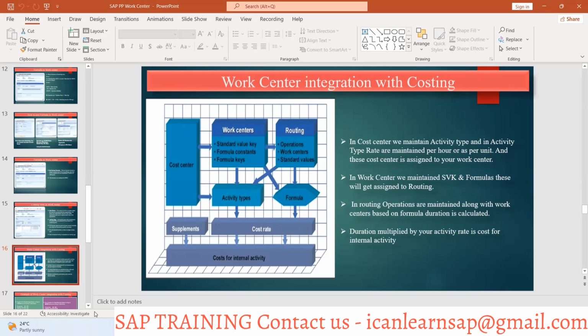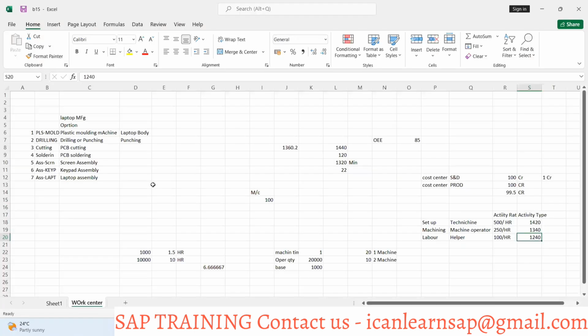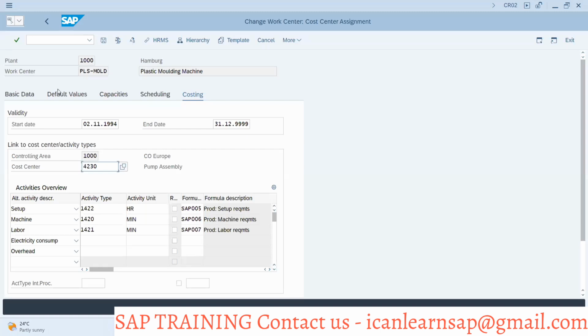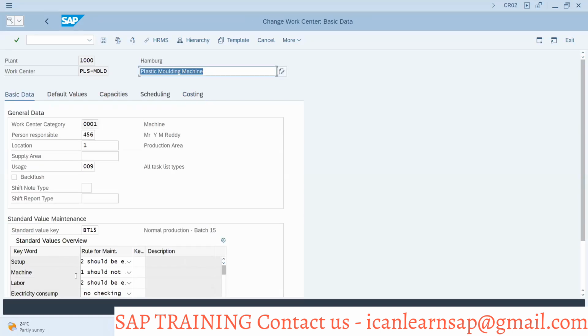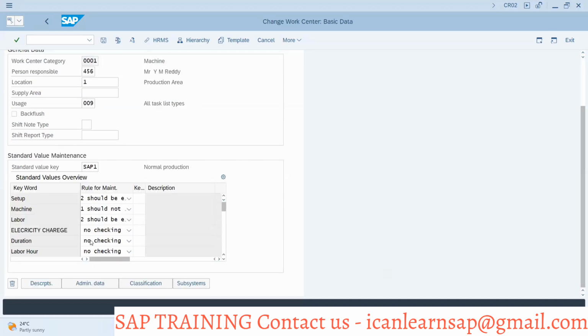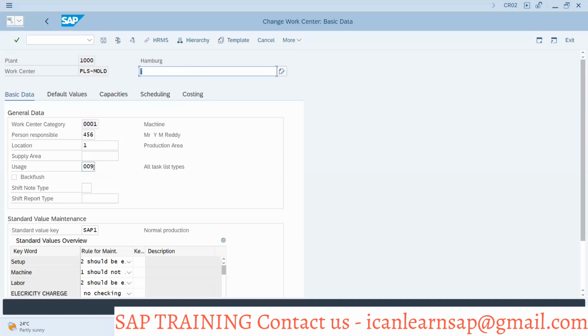So what happened? We are having one cost center. In that cost center, we are having activity type. A work center in which we are having standard value key. We are having standard value key in work center. It is having setup time, machine time, labor time. Somebody has made a correction here also. Okay, leave it. Setup time, machine time, labor time are your activity.